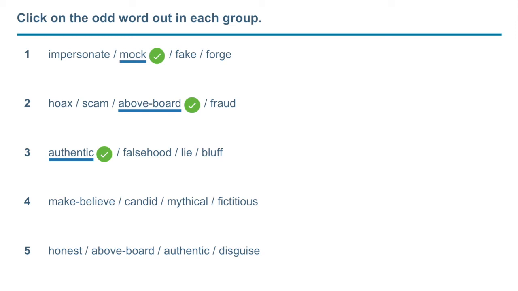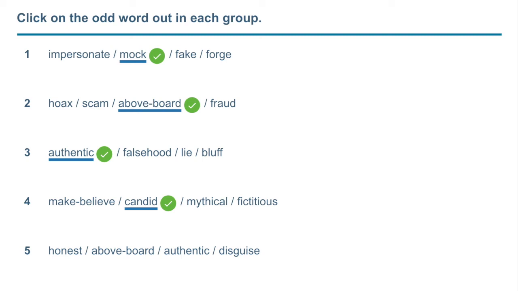Category 4, make-believe, candid, mythical, and fictitious. Which one should we cross out? Yeah, candid. Make-believe, mythical, and fictitious are connected to things that are not real. It doesn't mean that they are lies, but they're just not real. And candid is something positive and honest, so it does not have much to do with all the others.